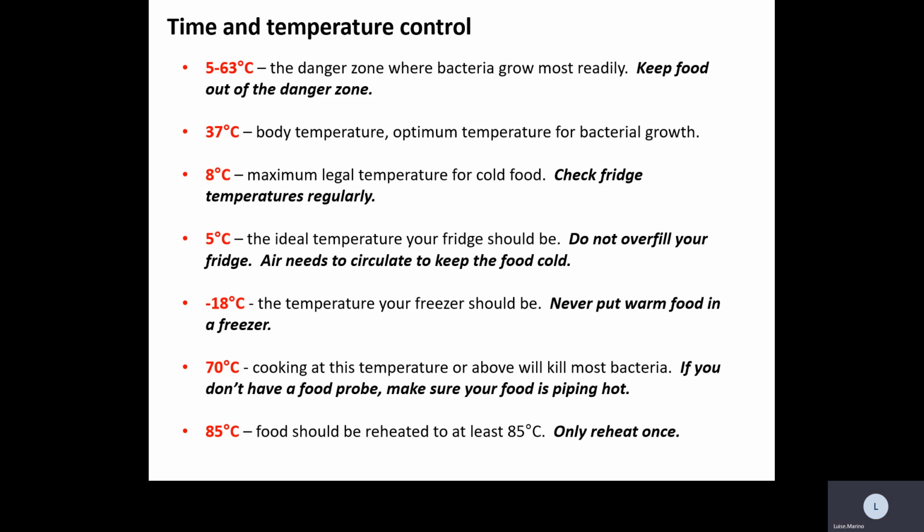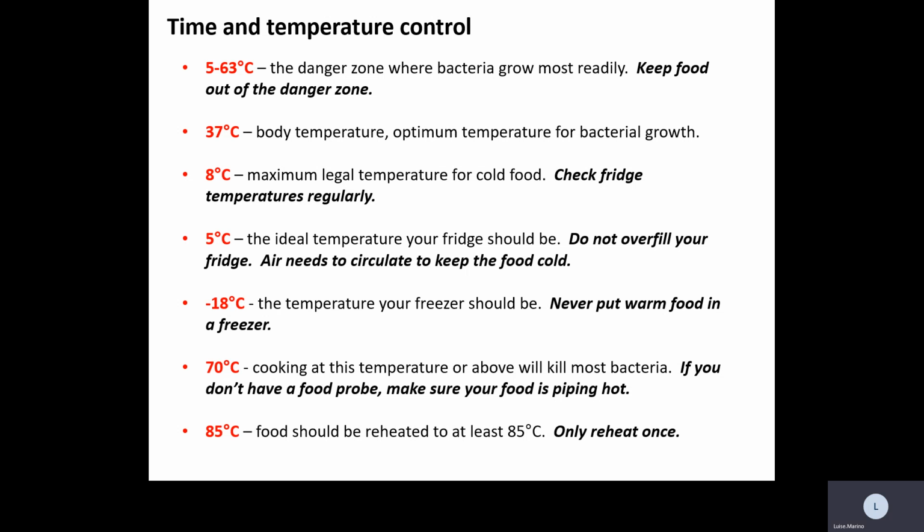So in terms of time and temperature control, there are danger zones where bacteria grow most readily, and that's between 5 and 63 degrees C. So if you keep food outside of the danger zone, then you're less likely to get food poisoning. So obviously 37 degrees C is the body temperature, and it's an optimum temperature for bacterial growth. 8 degrees C is the maximum legal temperature for cold food. So your domestic fridge at home probably runs around 6 to 8 degrees C. And it's really important that you have a fridge thermometer, so you should check your fridge temperature regularly. 5 degrees C is the ideal temperature your fridge should be.